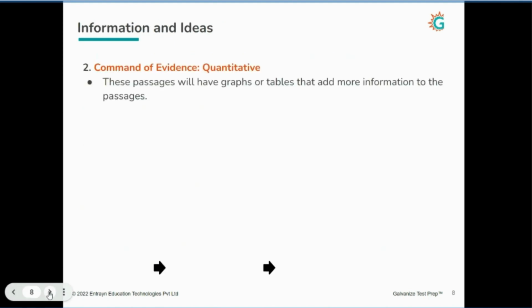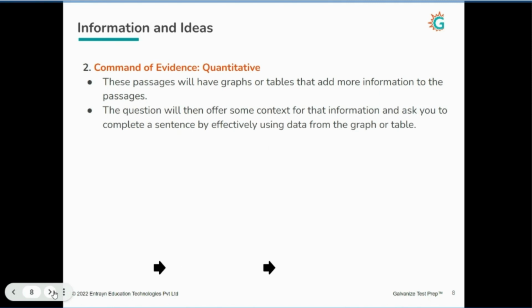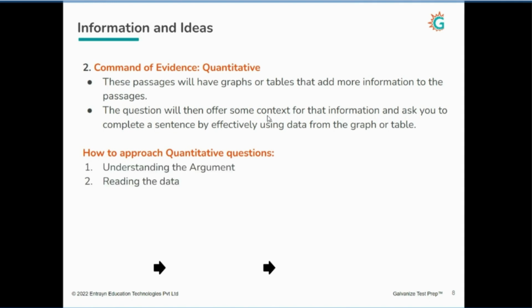Okay. Now, we'll look at command of evidence quantitative. So far, we looked at textual evidence. Under textual evidence, we looked at both scientific and literary evidence. If it is quantitative, you'll have some graphs or tables that add more information to the passages. So totally, you're given some context, right? It's not a passage per se. Maybe it's very short also. And this context is given, and then you're given the table. So you have to complete a sentence by using the data given from the table or graph.